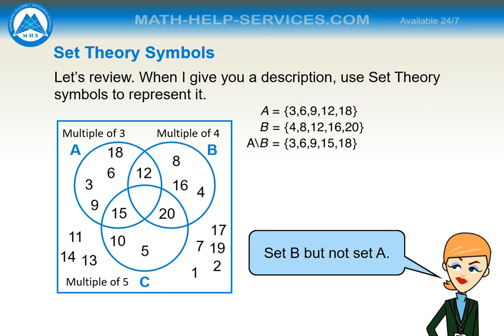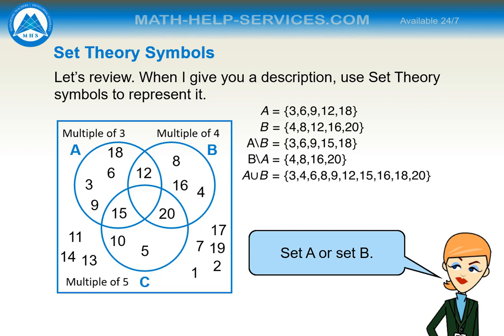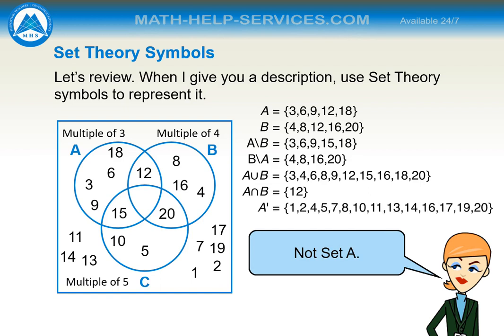Set B, but not set A. That's written like this. Set A or set B. Well, or is a union, so it would be written like so. Set A and set B. Well, and is an intersection, so it would be written like this. Not set A. Well, that's this. That's A prime, A complement, or the complement of A.